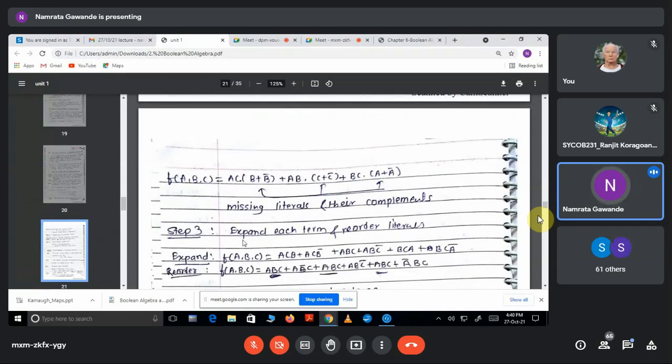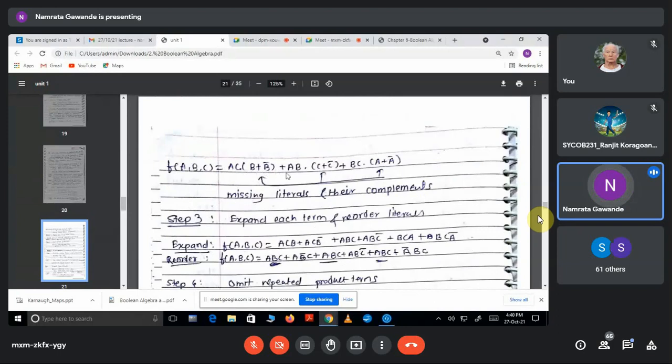After that, what is done? You expand each term, and then you have to rewrite and reorder the literals. F of ABC. Now you can apply the distributive law. Since the bracket is there, you take the multiplication with B, then plus the multiplication with B bar. So ACB plus ACB bar, right? Then ABC plus ABC bar, and then BCA plus BCA bar.